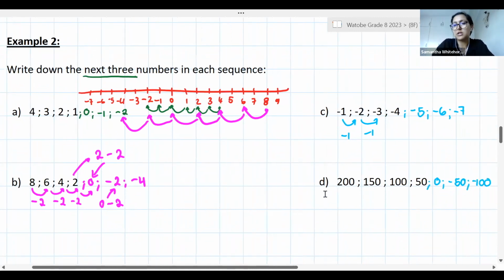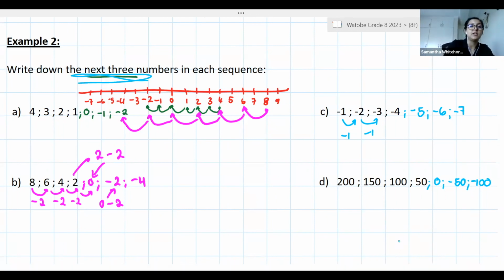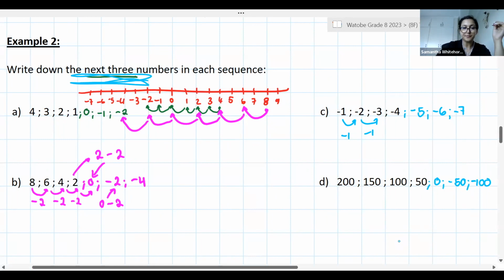The explanation there is you are decreasing by 50 each time. So same for C, you could say you're decreasing by 1 each time. And so again, we need to have those negatives because once you hit 0, you're now moving on to the negative side of your number line.